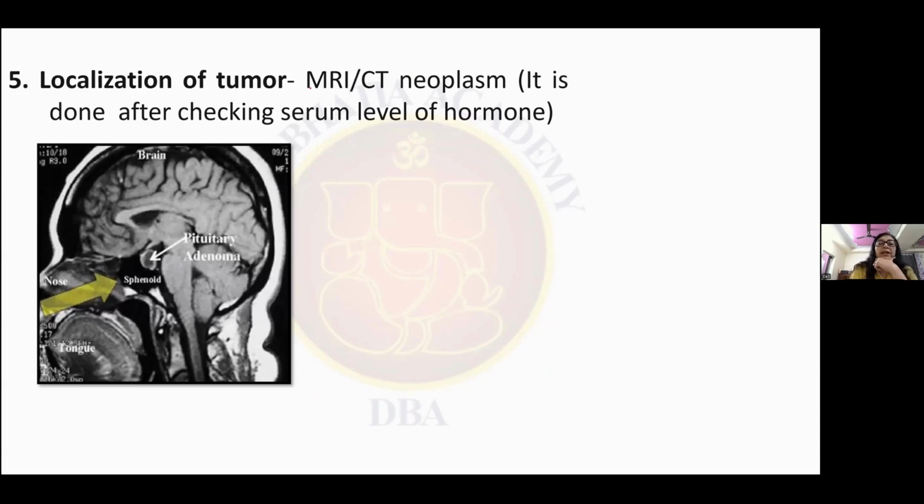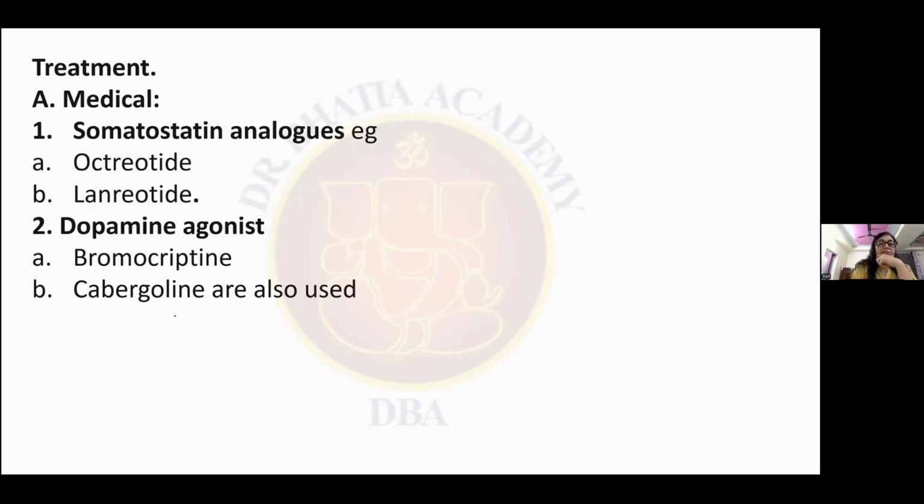You do an MRI pituitary with contrast, or you can also do a CT, and you will find that there is enlargement of the sella. So if the serum hormone level is supporting your diagnosis, and you have a radio imaging diagnosis also supporting your biochemical diagnosis, then you have the correct diagnosis. So coming to the treatment, GH secreting tumors respond to medical management.